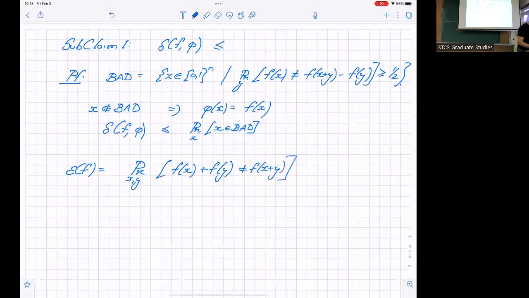Can you repeat what delta f component? Oh, it's just the distance between, so these are two strings. These are two power n strings. It's a distance between those, the number of places where they disagree. Okay. The fractional number of places where they disagree.